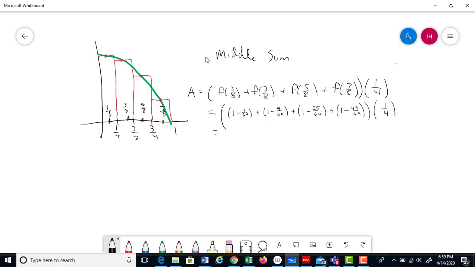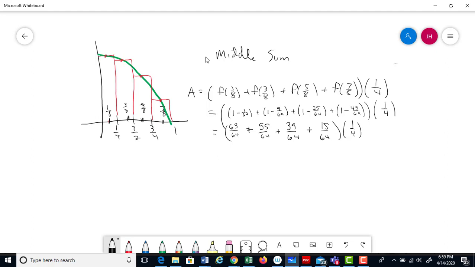So when we calculate this, let's see, 64 minus 1 is 63 over 64. 64 minus 9 is going to be 55 over 64. 64 minus 25 is going to be 39 over 64. Plus 64 minus 49, 15 over 64. All multiplied by a quarter.